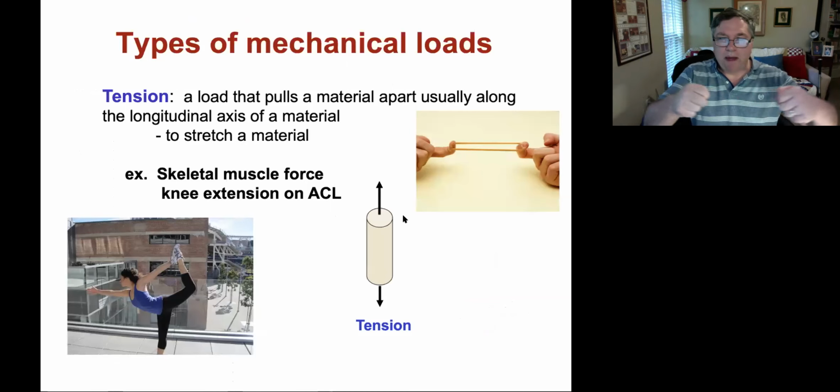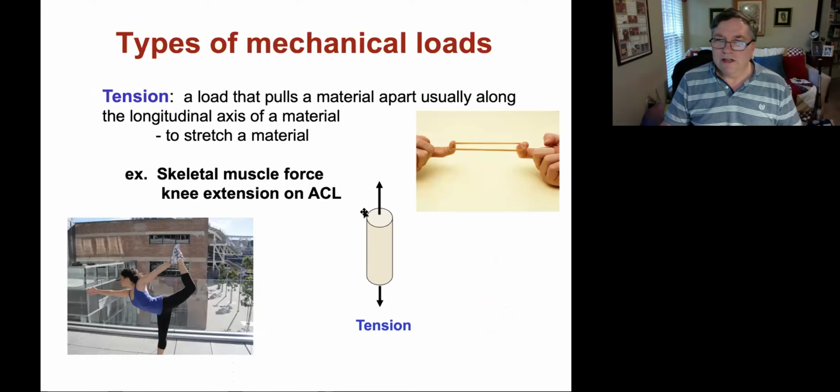So with tension, that's a pulling force. If you take a rubber band and pull it, you're taking the material and you're basically trying to produce a greater distance between each of the molecules. You're pulling them apart or stretching the material.